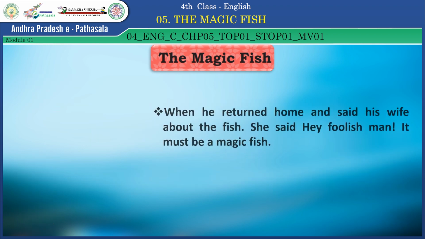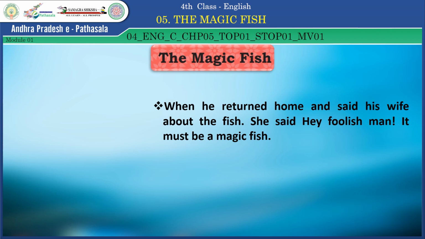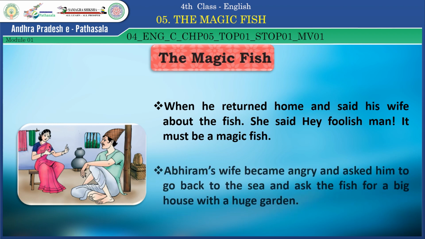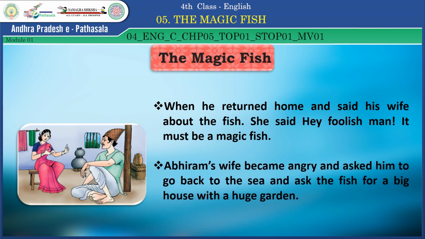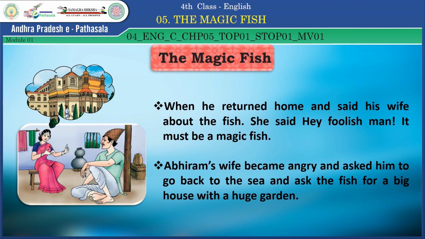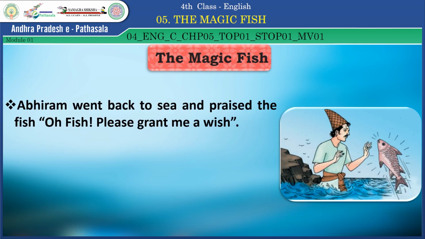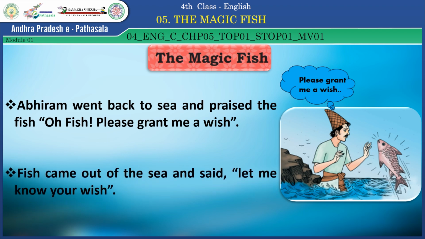When he returned home and told his wife about the fish, she said, "Hey, foolish man, it must be a magic fish." Abiram's wife became angry and asked him to go back to the sea and ask the fish for a big house with a huge garden. Abiram went back to the sea and praised the fish. "Oh fish, please grant me a wish." The fish came out of the sea and said, "Let me know your wish."